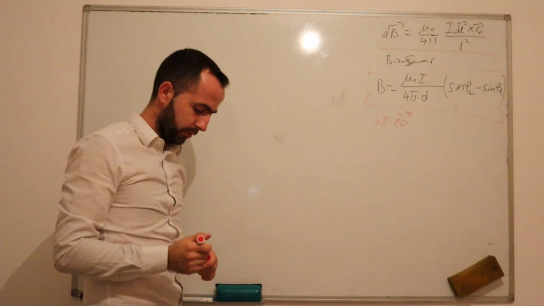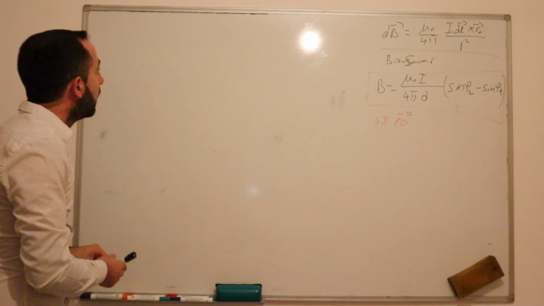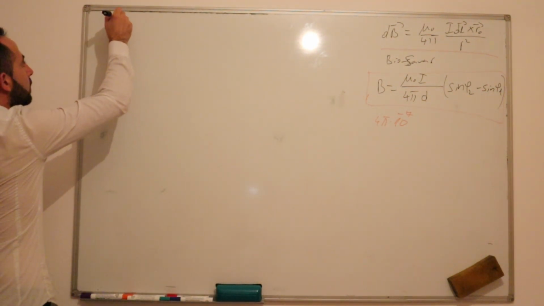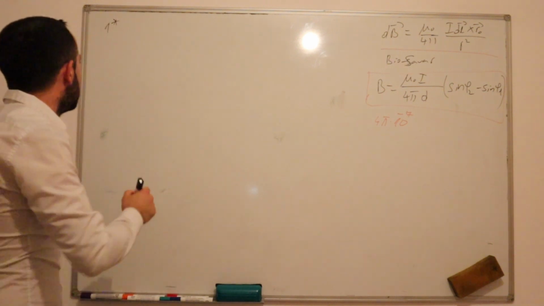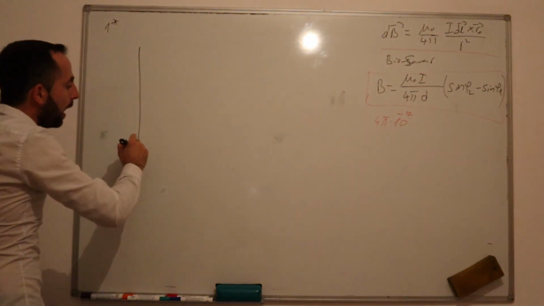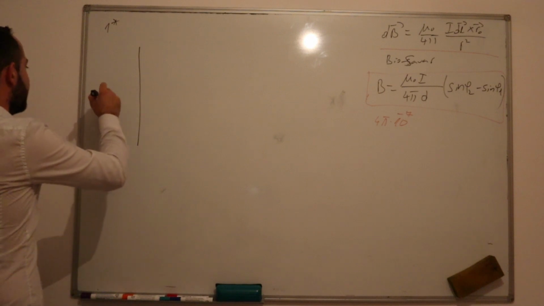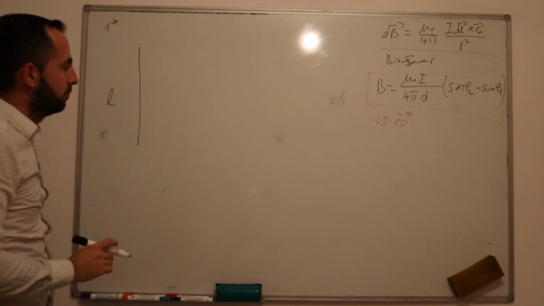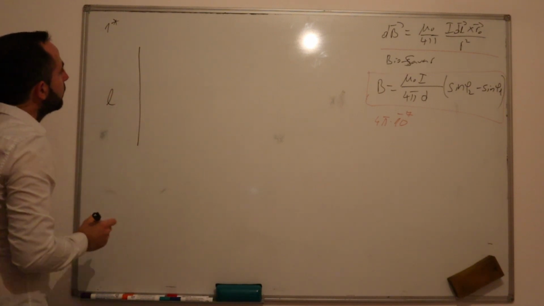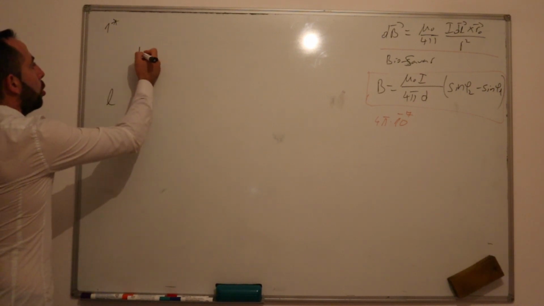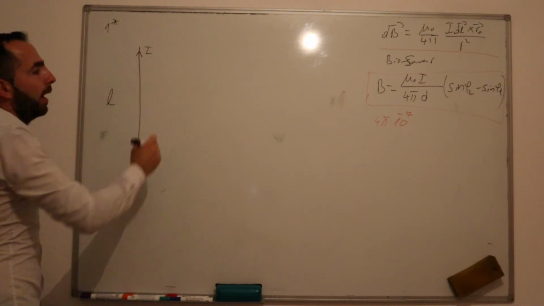A few cases here. Case number 1. I have a conductor with length L with a current I.